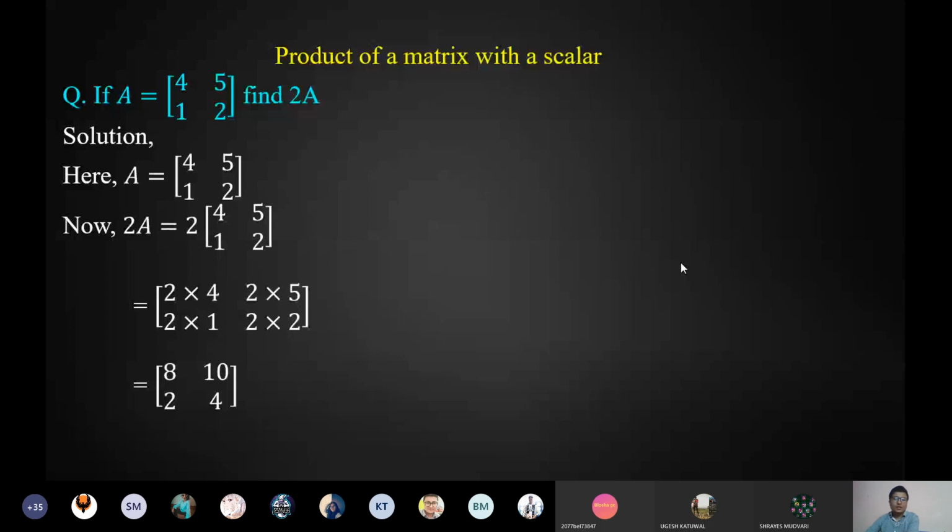Okay, I hope you copied it. Now let me give you one insight here. This matrix is of the order 2 by 2. You have found 2A here, and it also has the order 2 by 2. Don't write it, but you can be clear from this that the order of the matrix and the product of the matrix with the scalar have the same order. The matrix and the product both have the same order.